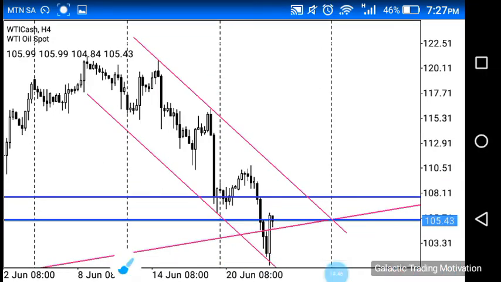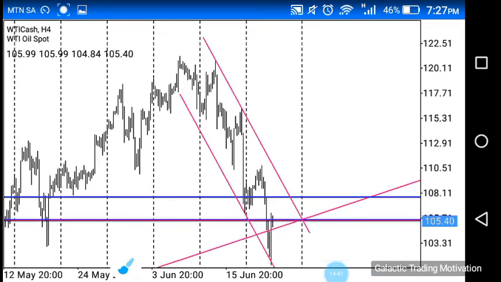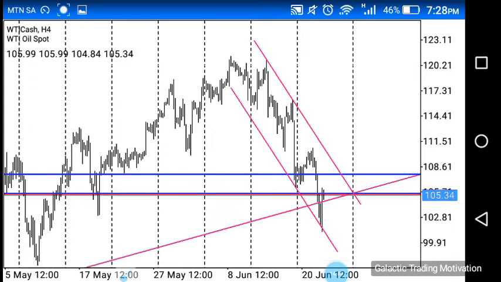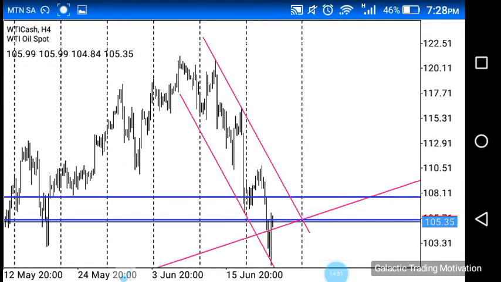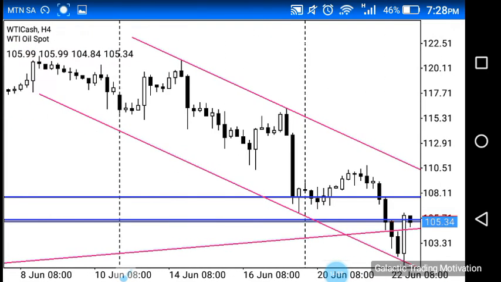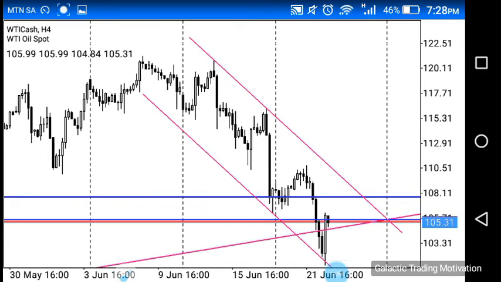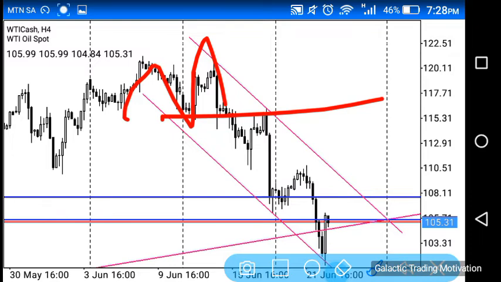Let's see. So on this H4 chart, we seem to have a lot of information. There's one there with a neckline there. Price broke the neckline, then went up to the neckline to retest it, and a lot of people actually sold at this point, and we would have also looked for selling opportunities at that point.